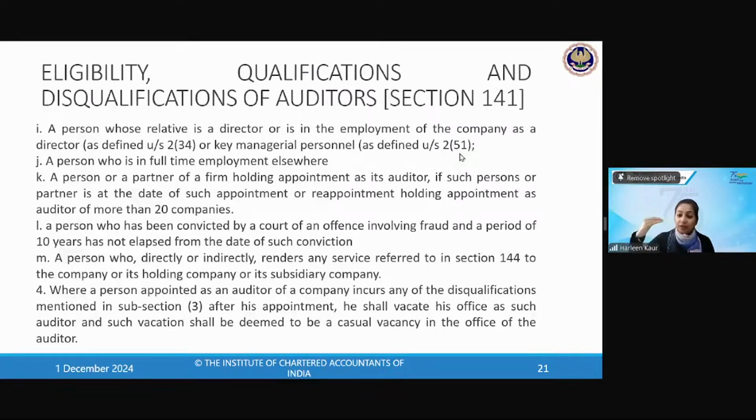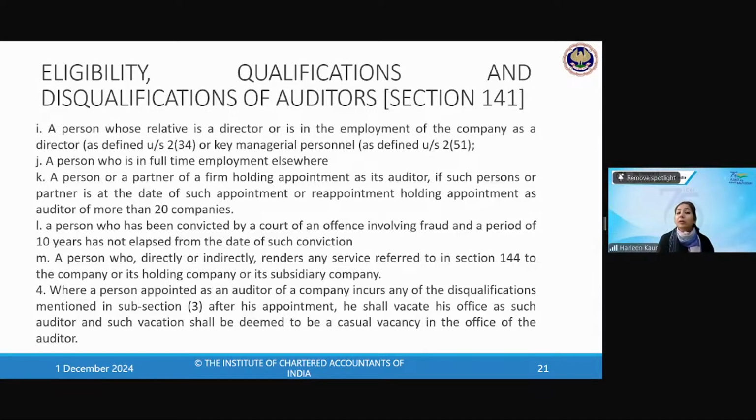Wherever these points have references, just quickly close your eyes and go to Chapter 1, Preliminary. See if you remember the definitions. KMP definition, director definition, MD definition, all the definitions you have done in Chapter 1. So keep revising it. Now here a reference came, so keep checking your knowledge whether you remember or not. CEO, CFO, MD, whatever details were given over there, KMP, you should remember it.